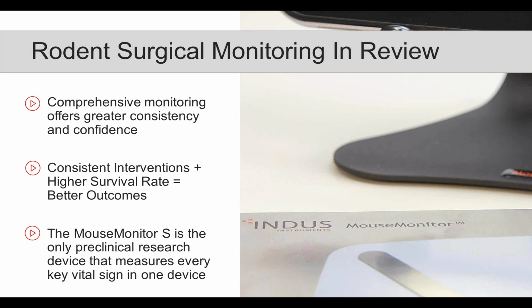So I want to go over real quickly a couple of things that I just mentioned before I hand it off to the next presenter. And that's comprehensive monitoring is really a key to increasing the consistency of your surgeries, increasing the consistency of your interventions, and giving you the kind of consistent outcomes that we all want to have better science. And that, coupled with the other results of higher survival rate, really leads to animals coming into your study group that have much better outcomes and much more consistency of data sets, which is great for everything that we're working on.